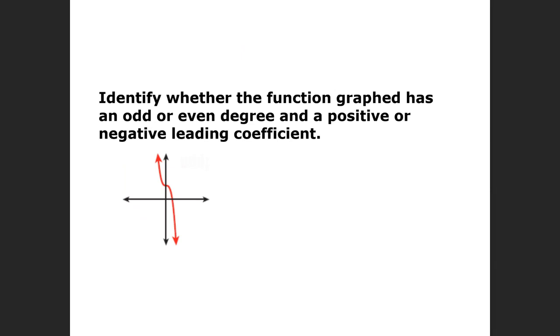Identify whether the function's graph has an odd or even degree, positive or negative leading coefficient. Well, this one looks very similar to the graph that I have that looks like this, right? That was negative 1x to the first. So I know that for this graph, the leading coefficient is negative, and the power is going to be odd because the end behavior looks like this one.